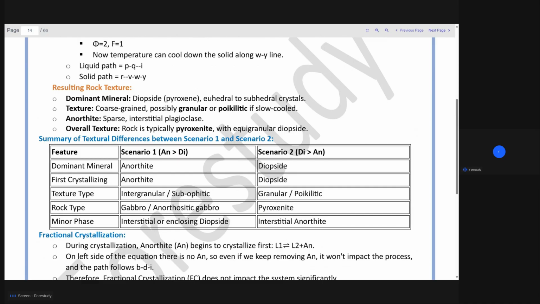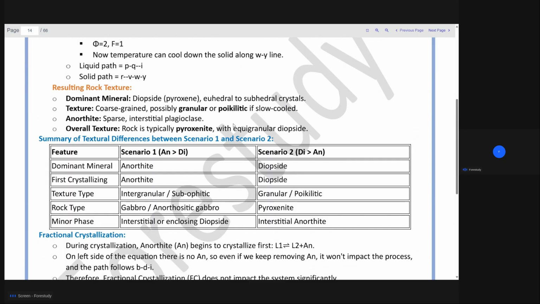Anorthite is sparse, interstitial plagioclase. We will have very interstitial plagioclase: small plagioclase over big, large plagioclases. Small plagioclase will go in the void spaces and interstitial spaces. So our overall rock is typically a pyroxenite. Pyroxenite is a rock which contains a lot of pyroxene, with equigranular, euhedral diopside.